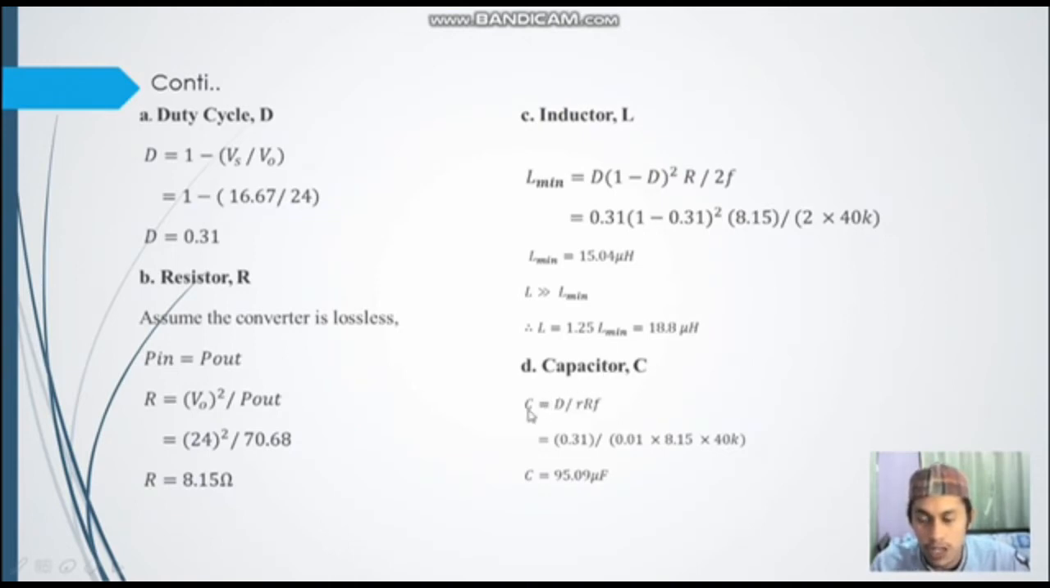The last one is the capacitor. Based on the capacitor formula here, we can substitute the D and R values and the frequency from the table here. So the final value for the capacitor is 95.09 microfarads. That's all from me. I will pass the next presentation to my friends.